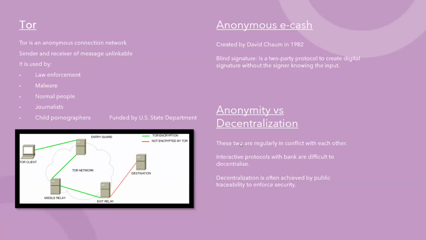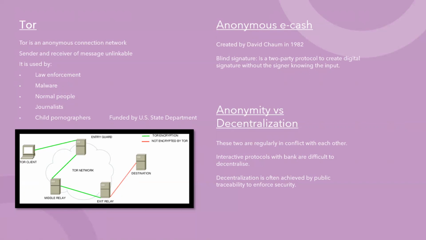Tor. Tor is an anonymous connection network. Sender and receiver of a message are unlinkable. It is used by these five groups of people: law enforcement, malware operators, normal people, journalists, and child pornographers. This is the Tor example topology. Here's the Tor client, the entry guard, the middle relay, the network in the middle covered with clouds, the exit relay, and the destination. All the green lines are encrypted, and all the red lines are not encrypted by Tor.